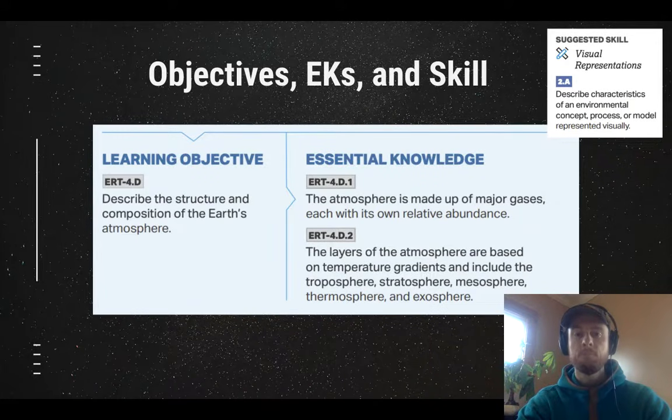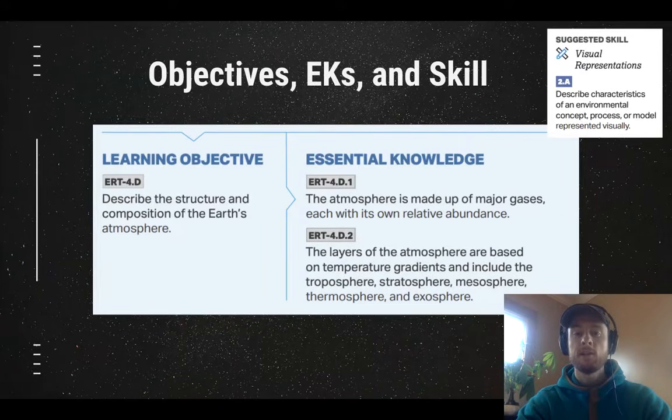Our objective today is to be able to describe the structure and composition of Earth's atmosphere. In order to do that, we need to know what the major gases of Earth's atmosphere are, and we need to know their relative abundances, or what percentage of the atmosphere each one makes up. We also need to know that the layers of Earth's atmosphere are based on changing temperature gradients in each one, and we'll talk about why those changes occur at the end of the video.